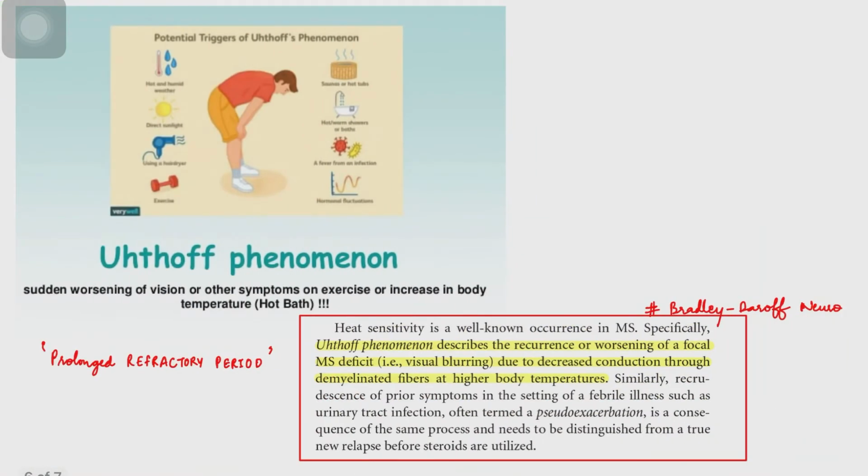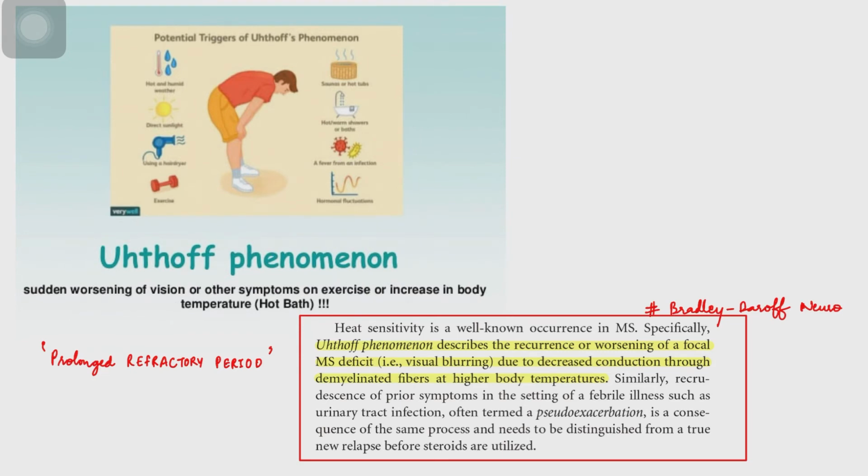The next sign which we are discussing is your Uhthoff phenomenon. Uhthoff phenomenon describes the recurrence or worsening of a focal MS deficit, which is usually visual blurring, due to decreased conduction through the demyelinated fibers at higher body temperature. For example, when there is a hot humid climate, or exposure to direct sunlight, or use of a hair dryer, or intense exercise which increases your body temperature, or when you are having a hot bath, which is classically described, or you are having an infection giving rise to fever.